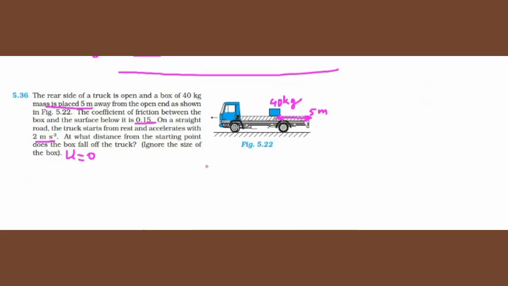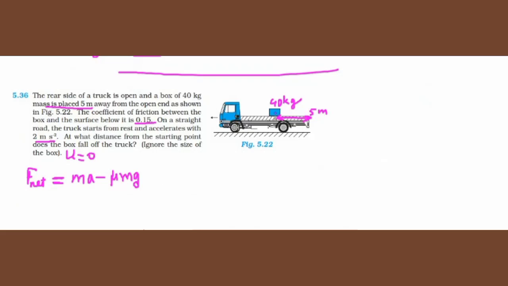Okay, so first of all, we have to calculate the net force acting on the block. How to find the net force acting on the block? Net force F net is equal to the force applied on the block, that is due to the acceleration of the truck, we can take ma, where a is the acceleration of the truck, minus friction. Friction means mu mg.